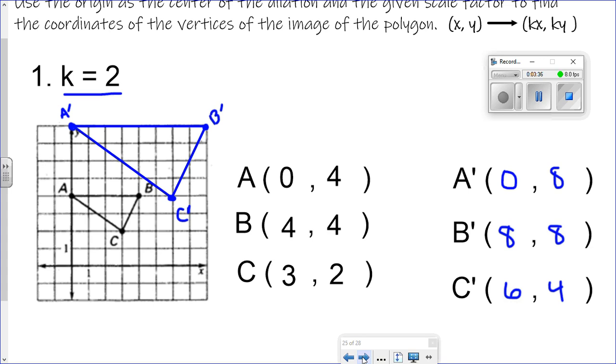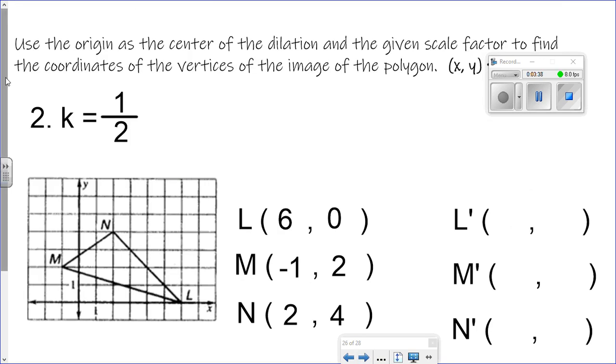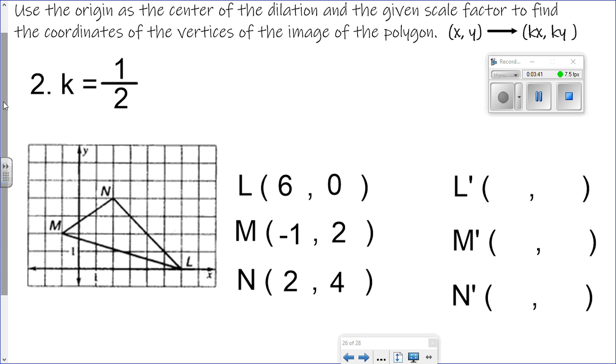Alright, let's look at example 2. So we're going to use the origin as the center and given the scale factor to find the vertices of the image. So we have the pre-image here, which is points L, M, and N. And L is at 6, 0, M is at negative 1, 2, and N is at 2, 4. The scale factor is 1/2. So is this going to be an enlargement or a reduction? This is going to be a reduction because the scale factor is less than 1.